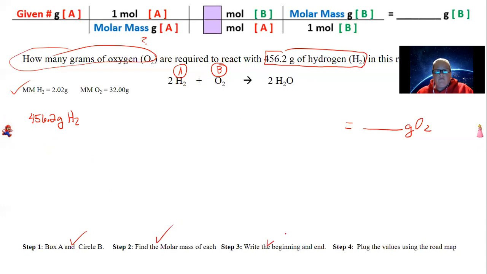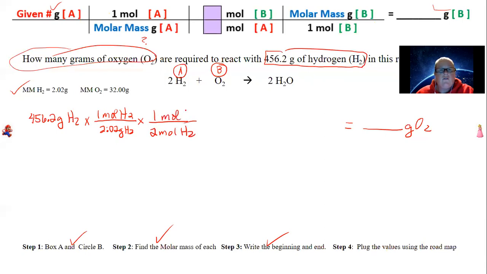All right, plug the values in using the road map. Got my beginning, got my end, times on the top 1 mole of A, which is H2, is 2.02 grams of H2. Then in the mole-to-mole ratio, we have 2 moles of H2 for every 1 mole of O2. Remember, this is implied to be a 1. So this 2 is coming from here, and this 1 is coming from here.